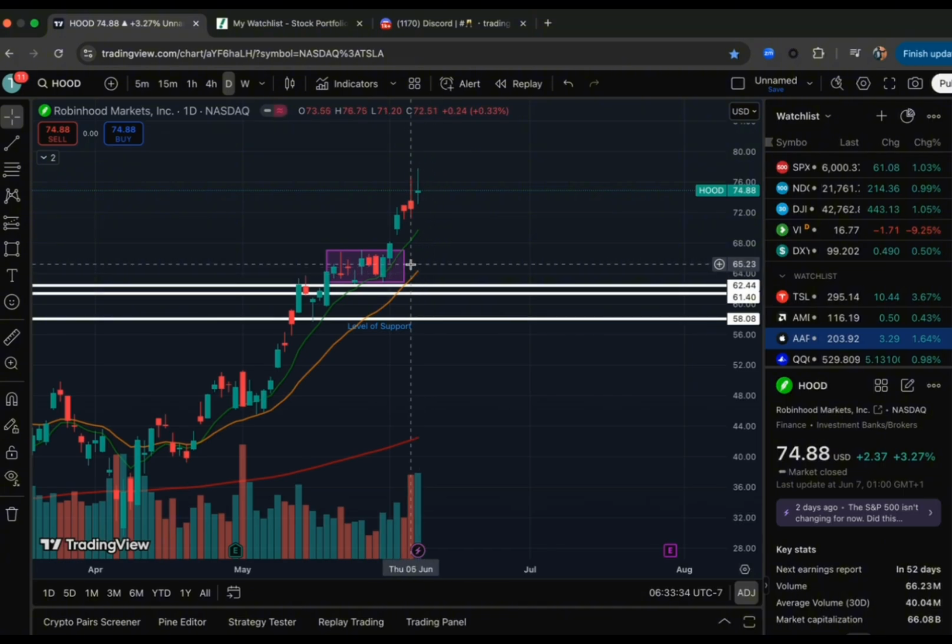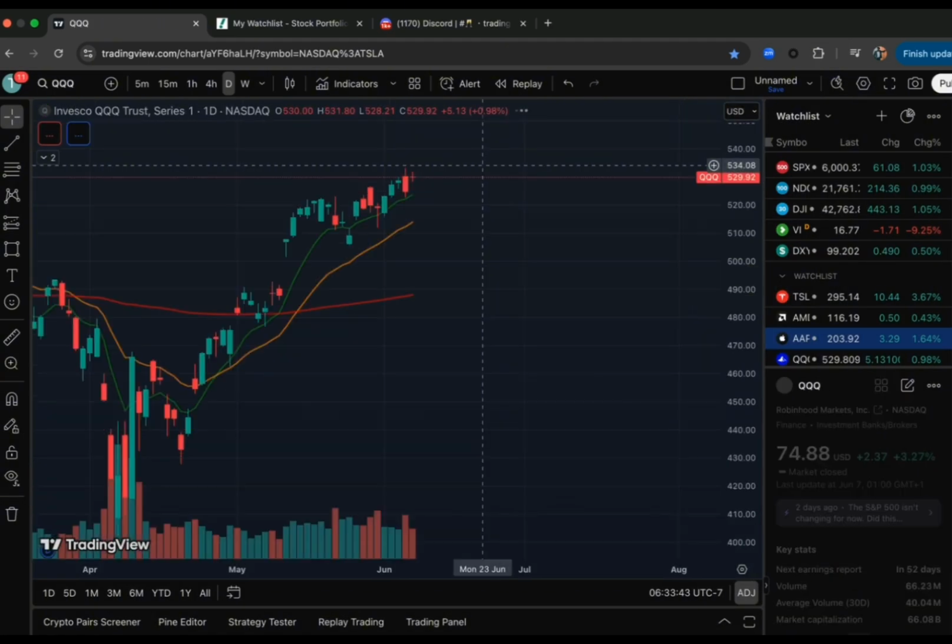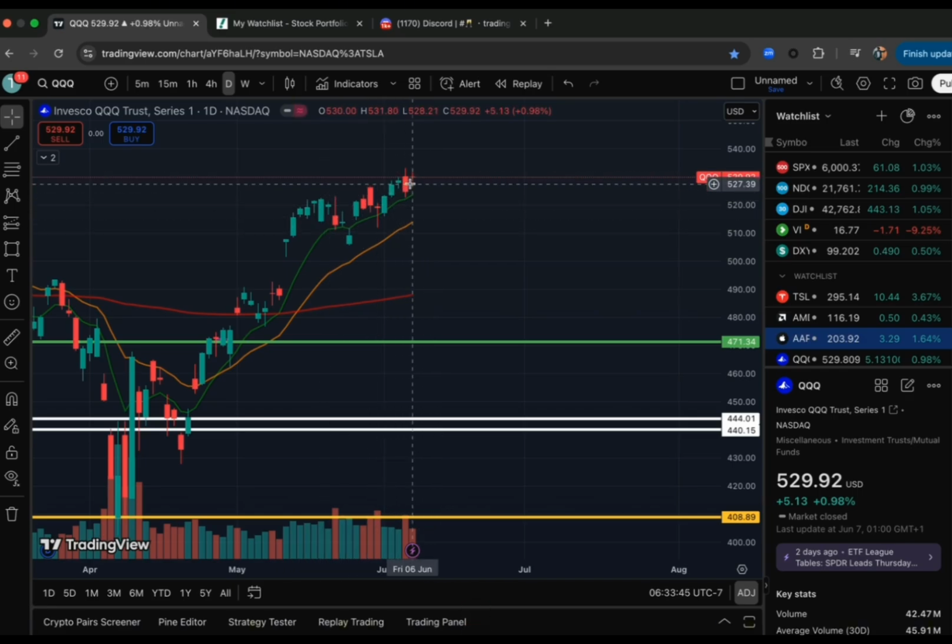Where's the supply? If demand is down here, then we'll buy. If supply is up here, then you'll sell. And this goes across all different tickers, right? You've got QQQ here sitting on top of the moving averages nicely, right?